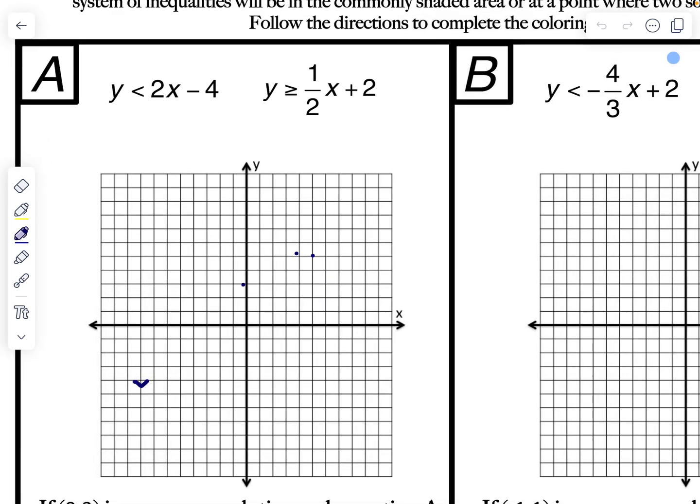So I'm going to start at the y-intercept, which is down here at negative 4. And it has a slope of 2, which is 2 over 1. So I'm going to rise 2 and run 1.